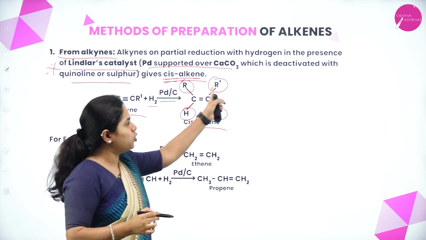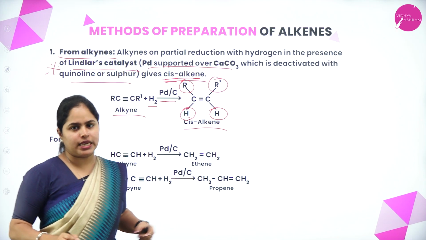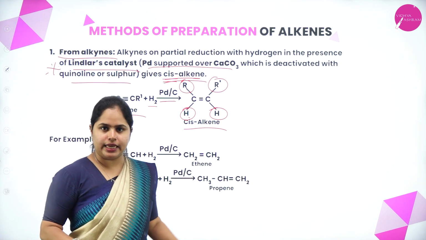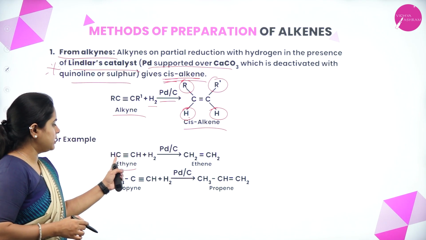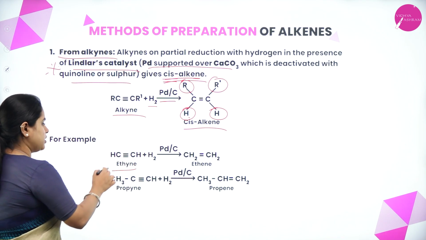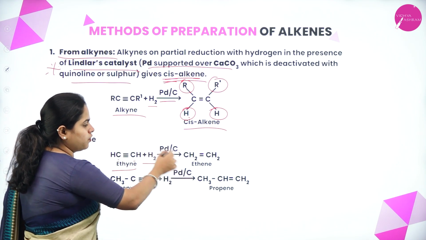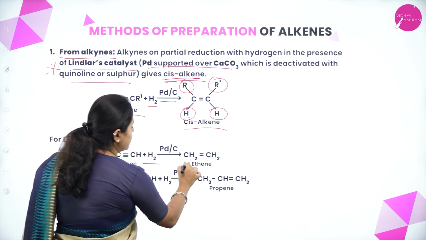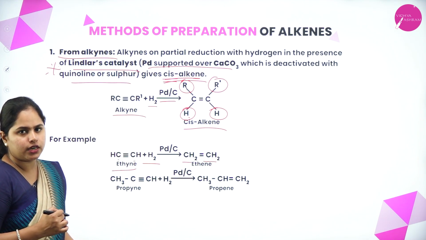So these alkyl groups are on the same side and the two hydrogen atoms are also on the same side. Hence we call it a cis alkene. For example, if I am taking ethyne, CH triple bond CH, as you can see, there are only two carbon atoms, so it is ethyne. Addition of hydrogen in the presence of Lindlar catalyst will give you CH2 double bond CH2. So in this case, we cannot mention whether it is cis or trans.